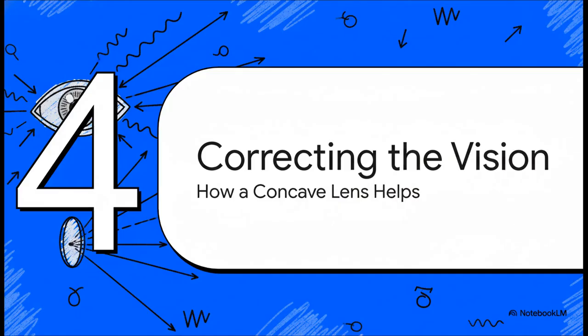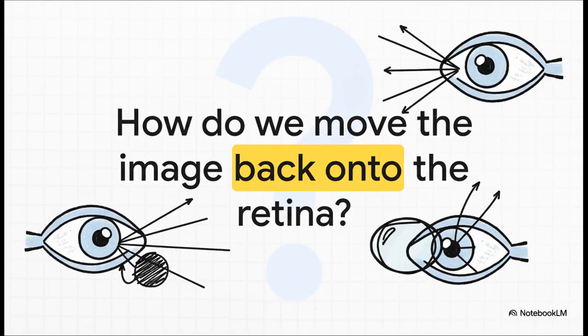All right, now that we understand the problem and we know the causes, we can start to think about the solution. How do we correct this vision? So think about it. The problem is that light is bending too much and focusing too early. Our challenge is to somehow move that image from in front of the retina back onto the retina.